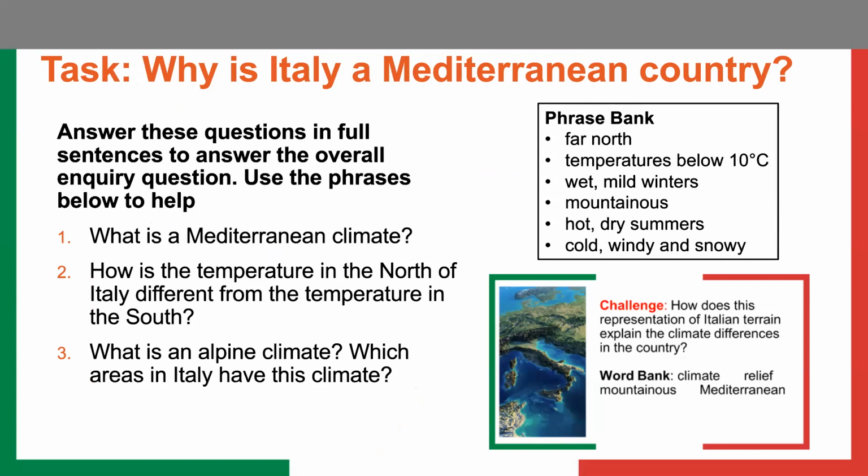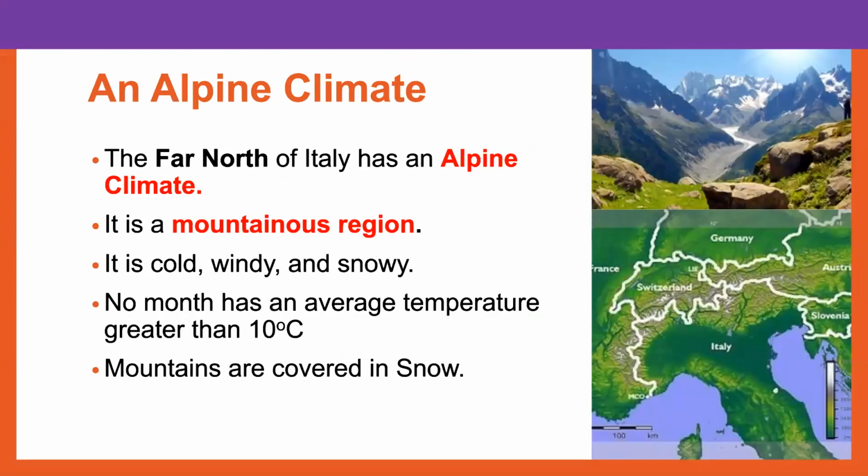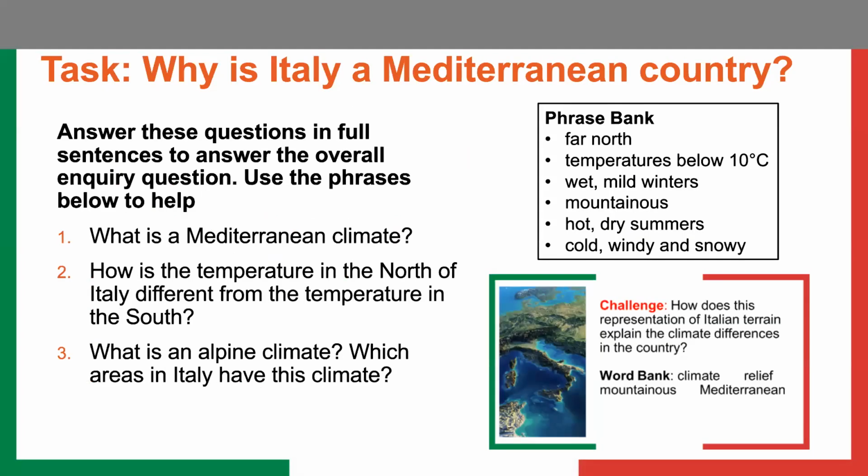The final point you need to cover is: what is an alpine climate? Which areas in Italy have this climate? So we've had a look at what is an alpine climate. It says the far north of Italy has an alpine climate. We've had a look at 3 different regions of Italy, so you can look at those different regions and see which one is going to have that alpine climate. And you can speak a little bit about what an alpine climate is using the information that you've had, again, using those phrases from the phrase bank.